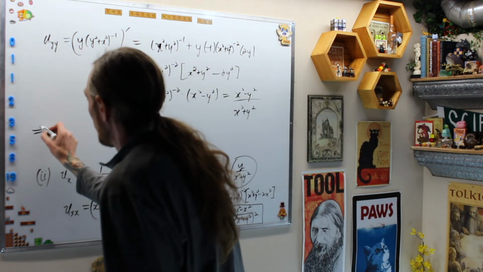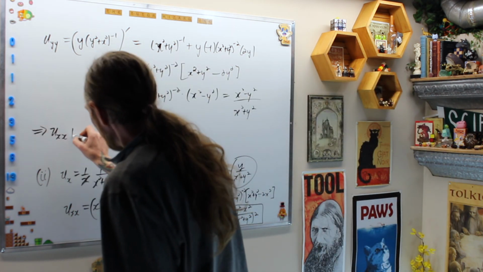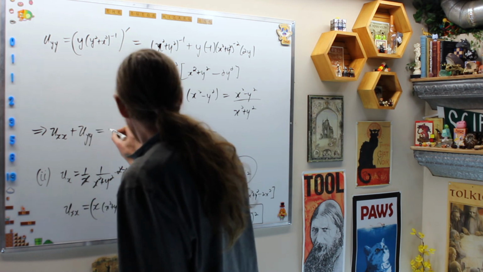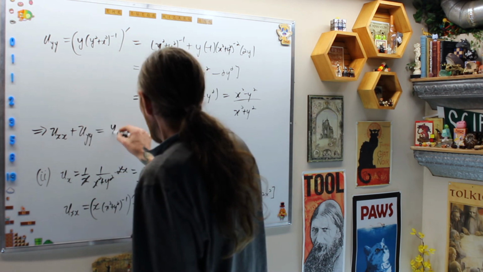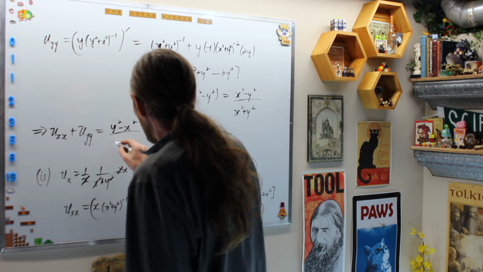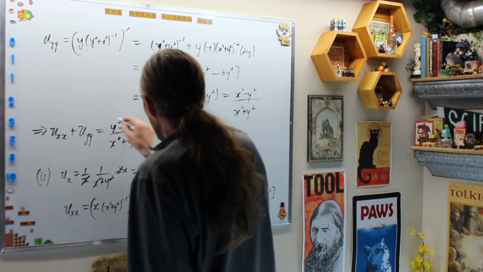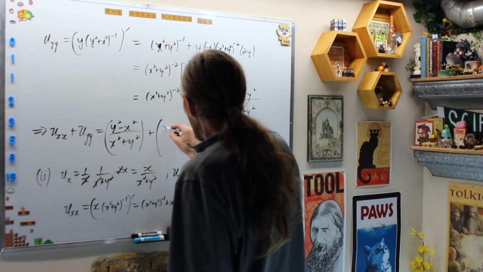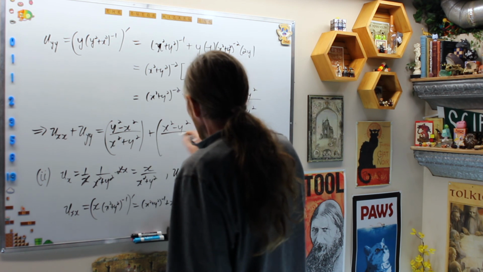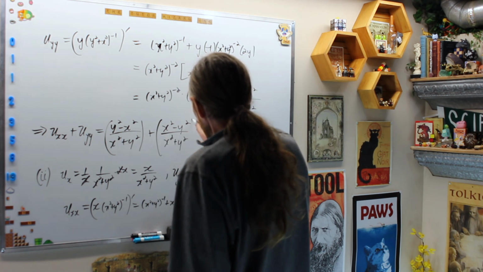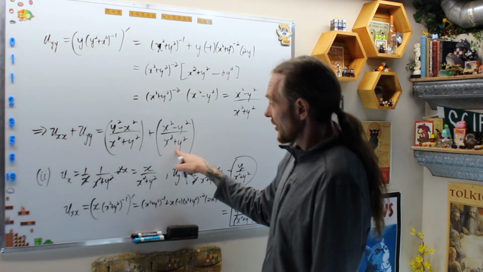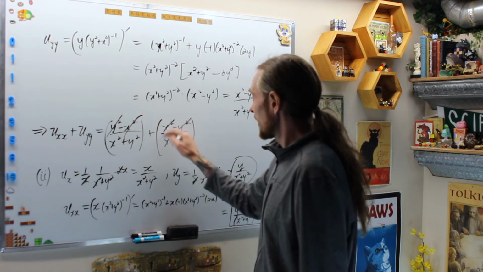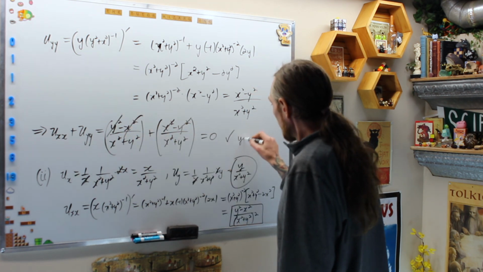Therefore, uxx plus uyy is y squared minus x squared over x squared plus y squared, squared, plus x squared minus y squared over x squared plus y squared, squared, which is now, the denominators are the same. We can add, cancel, cancel, cancel, cancel, which is 0. Yes, harmonic.